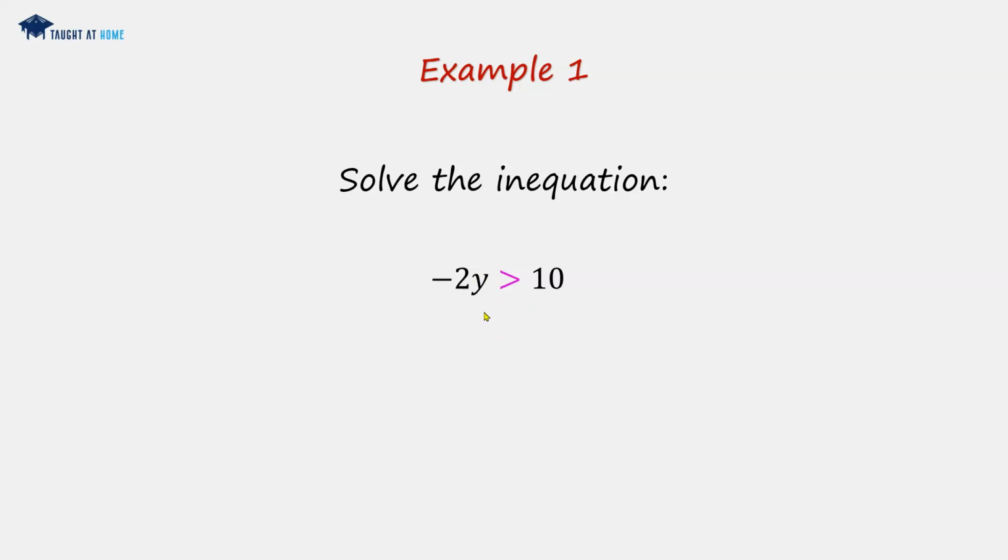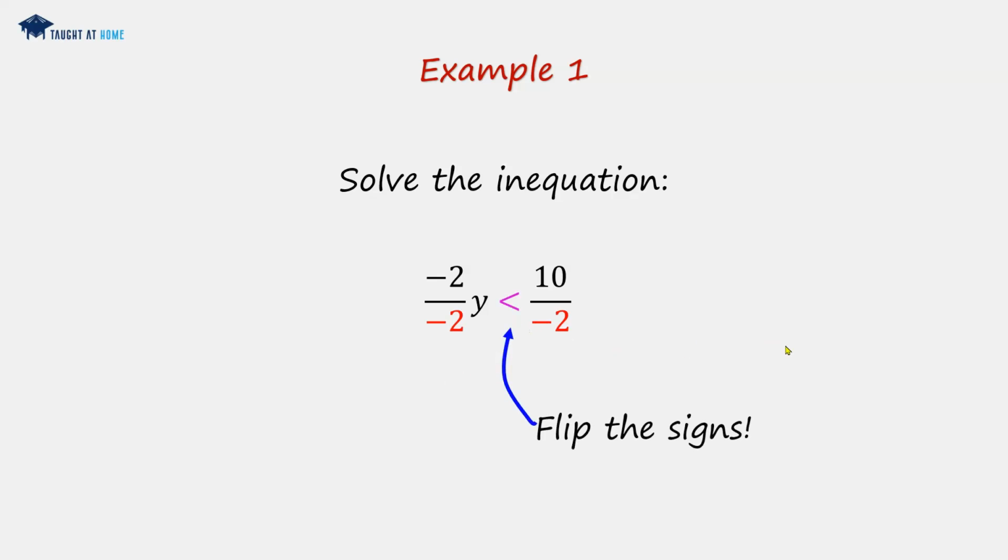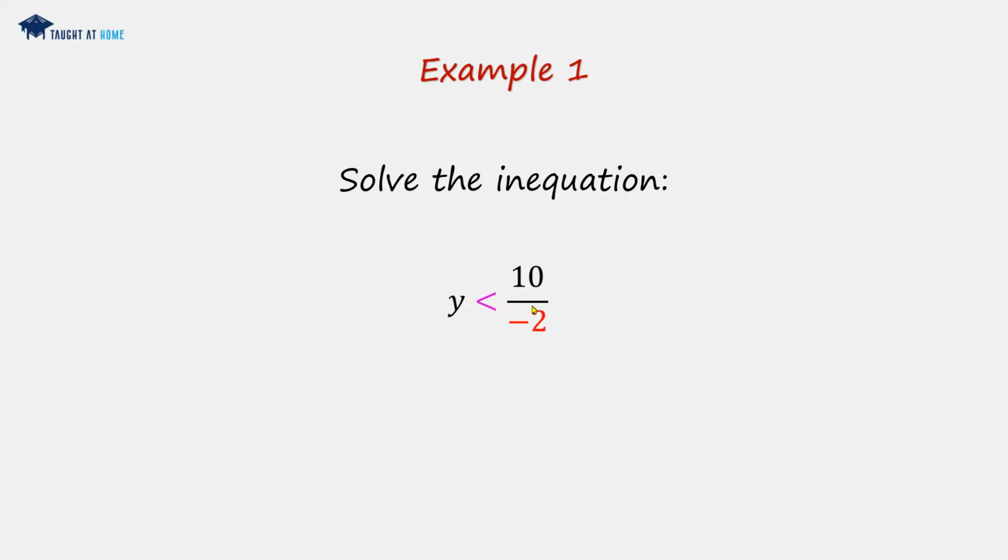Now to get y on its own, we divide both sides by -2, and because we're dividing by a negative number, what do we have to do with this sign? That's right, we flip it. The -2 and the -2 cancel out, and 10 divided by -2 is -5. Therefore y is less than -5.